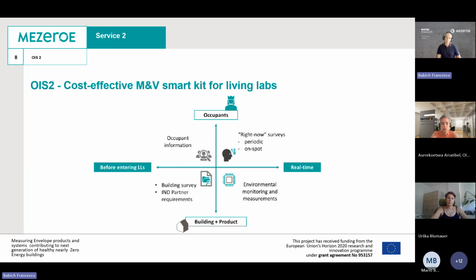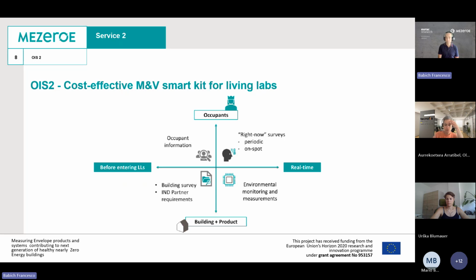And it's possible to differentiate two phases, so what happens before we enter the building and what happens afterwards, after the monitoring system is installed, and the perspective of the occupant, the building and the product. So before entering, we need to know, or we have to focus on, the type of occupants that we have inside the building, and to collect information about the building and the requirements of the technology provider, of the technology.